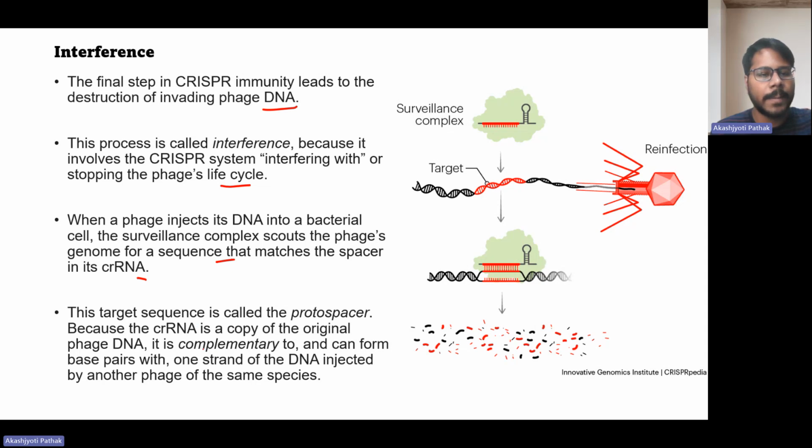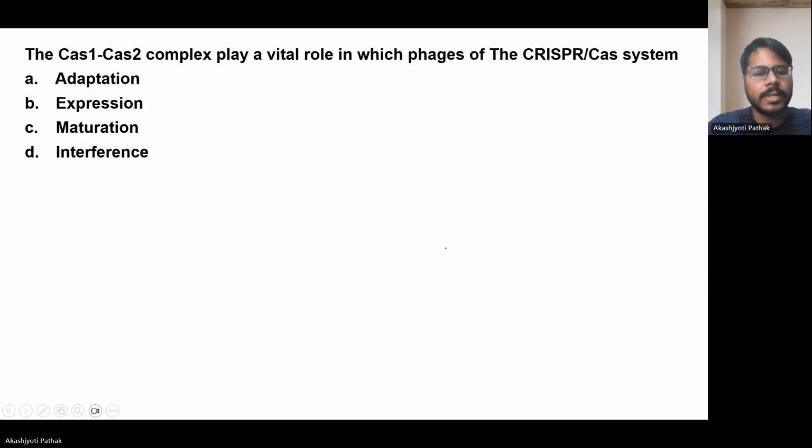And what will happen? This Cas9 protein will cleave and degrade this part of the genome, which can further be degraded by other endonucleases and exonucleases present in the bacterial system.